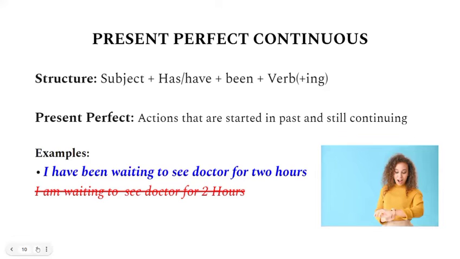I want to alert you to a common mistake here. If you say, I'm waiting to see the doctor for 2 hours, that is not a correct sentence. You can say, right now, I'm waiting to see the doctor. When you mention an amount of time like 2 hours, or when you mention the starting point like since, you must use present perfect continuous tense.